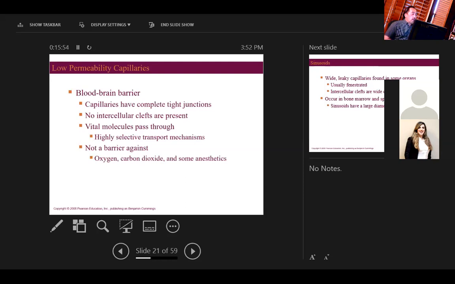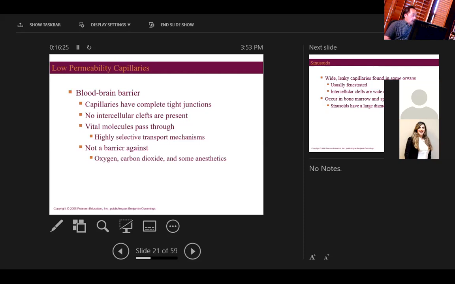okay, no intercellular clefts are present there, so they're very tight between the cells, the endothelium that are actually connected to each other. So only vital molecules pass through, and they're very selective on transport mechanism. Okay, but even though they're very tight, there's not a barrier against oxygen, carbon dioxide, and anesthetics. So anesthetics can actually still diffuse through the endothelium.